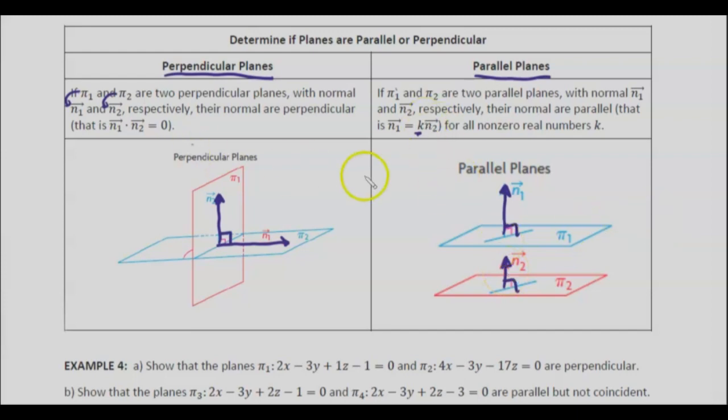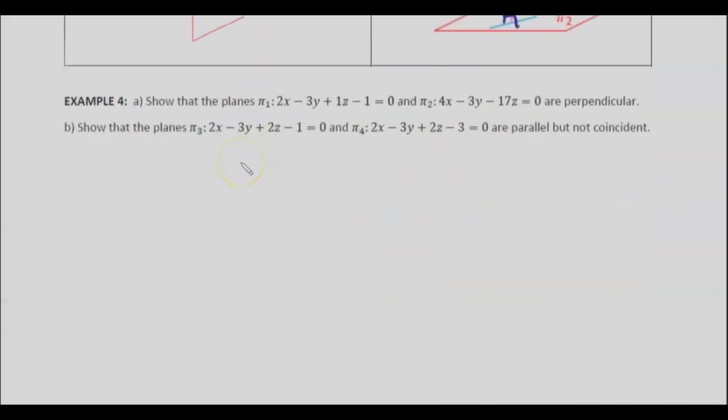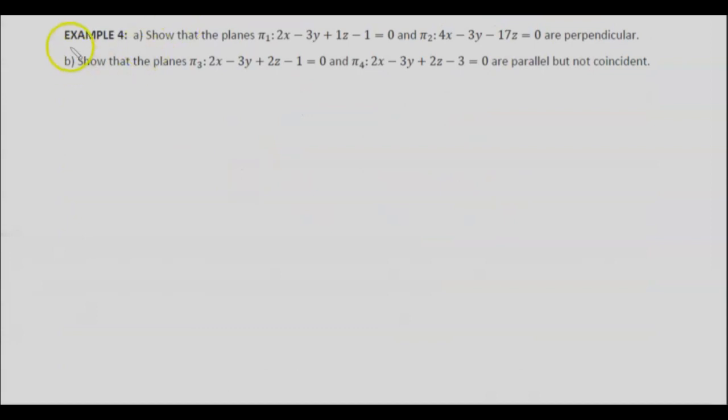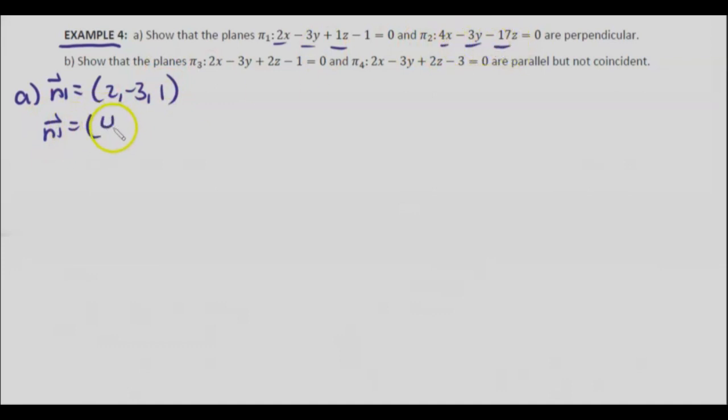So, example 4. Show that planes, okay, so this is A, 2x minus 3y plus 1z minus 1 equals 0, and plane 2, 4x minus 3y minus 17z equals 0 are perpendicular. Okay, so if we want to show that these two are perpendicular, let's first identify normal 1: 2, negative 3, 1. Okay, and let's identify normal 2: 4, negative 3, negative 17.